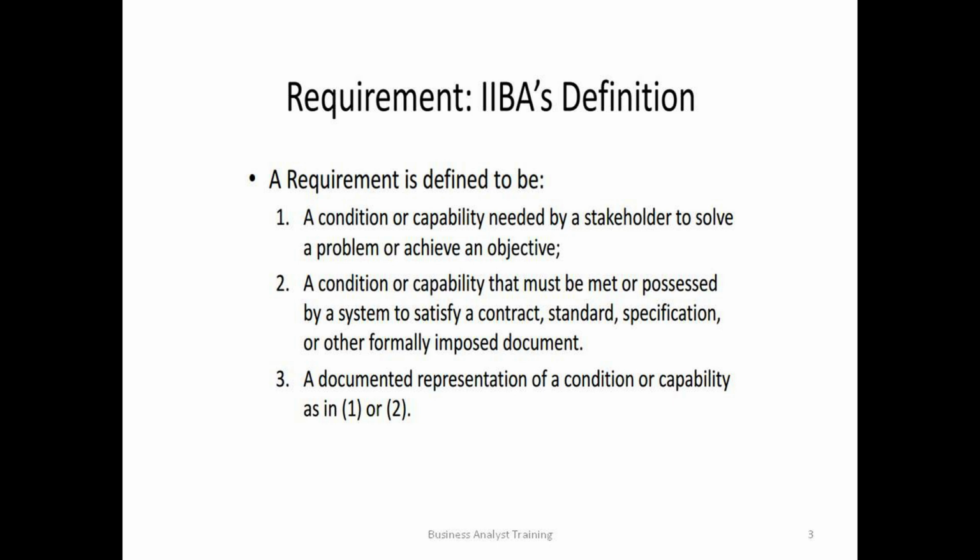Or the feature that you develop, a condition or capability that must be met or processed by the system, right? So when you say needed by a stakeholder, it is because the stakeholder wants to do some particular thing. The existing system is not allowing it to do it, so they expect a new condition or system to be implemented, right?